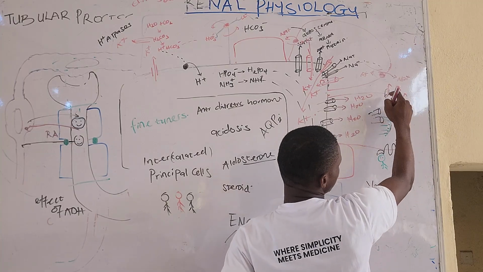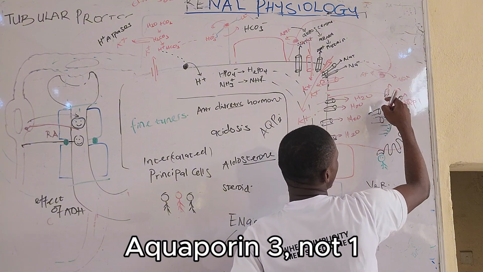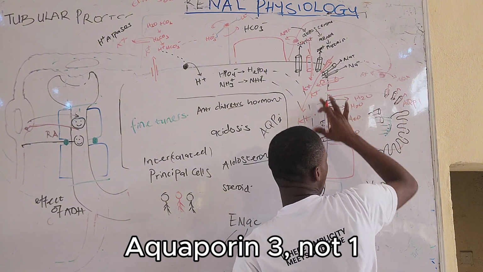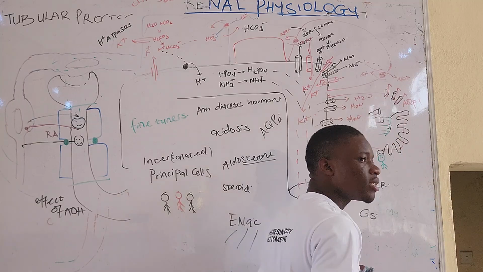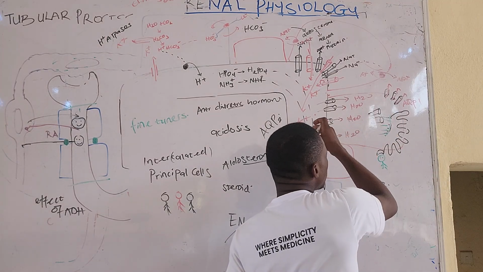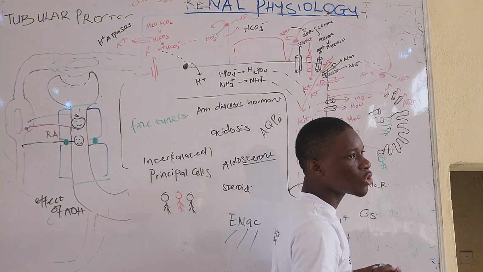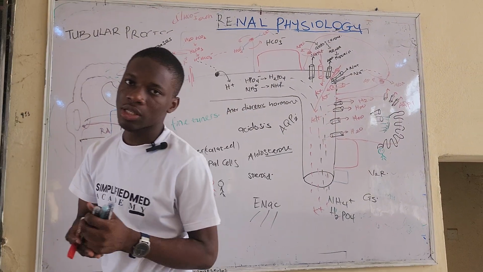Now these channels here are called aquaporin 1, and the ones here are called aquaporin 2. This aquaporin 1 is always present even without the influence of ADH. But aquaporin 2 will only be present in the luminal membrane under the influence of ADH. Is that clear? So basically, that's how the whole reabsorption process is occurring.